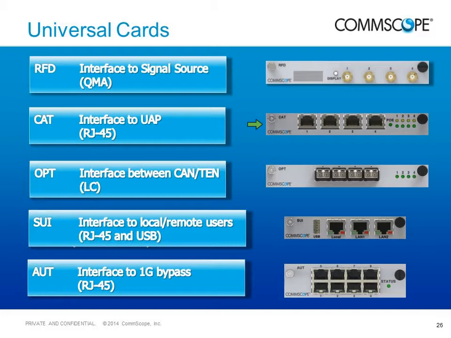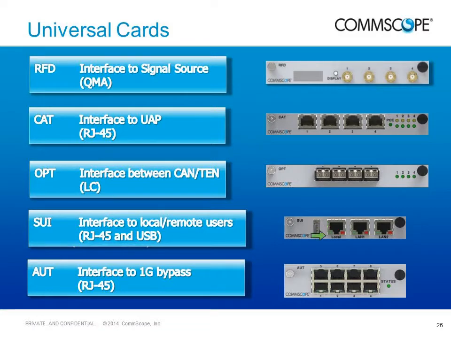Optical card is the interface between CAN and the 10, and the optical card modules, SFP Plus modules, can be either single mode or multi-mode modules. They're off-the-shelf modules that can be used with the OPT or optical card. And the system user interface, that is where you do the system commissioning either locally or remotely. So we have the local connection and 2 LAN ports available for the connection.